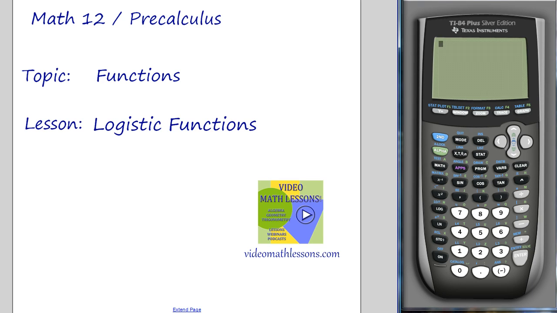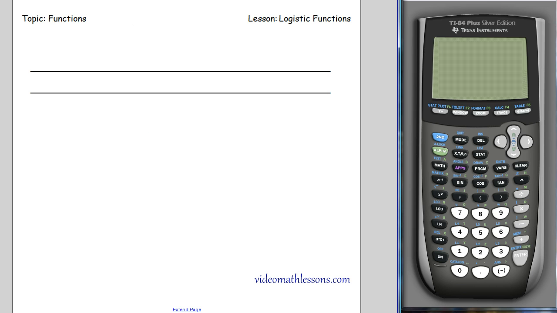Tonight we're going to be doing pre-calculus. The topic will be functions. In particular, we'll be doing logistic functions. So before we start talking about logistic functions, what we need to review is exponential growth functions for a second.